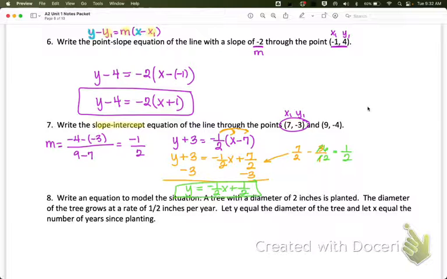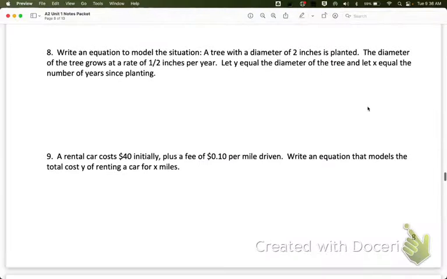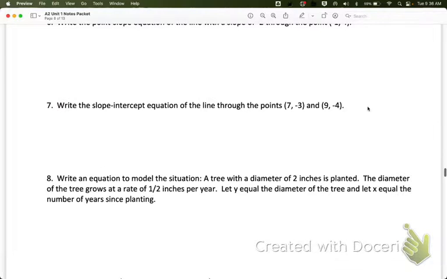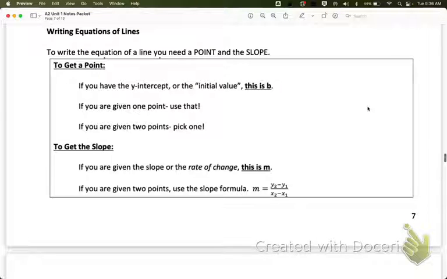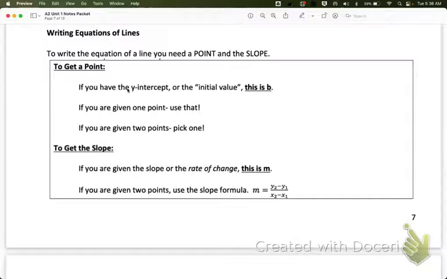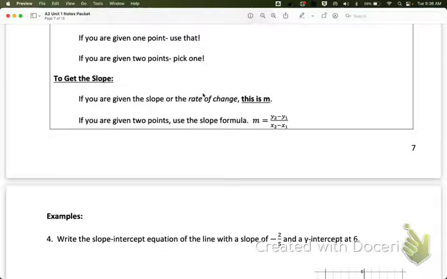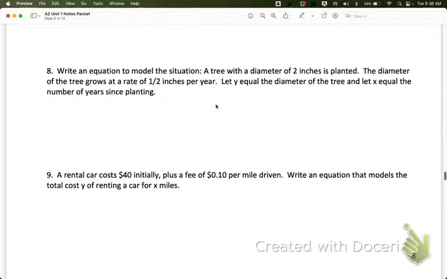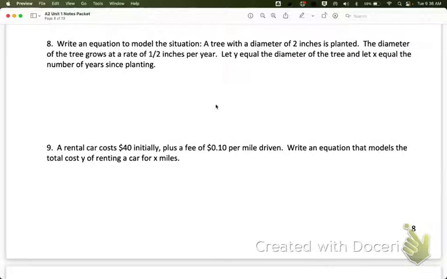So even though we wanted slope-intercept in the end, we still started with point-slope equation because a point and a slope is what we had. The last two examples here are word problems. And so this is where this language from above is really important. The y-intercept is the initial value whenever we're talking about word problems. And the slope is always the rate of change when we're talking about word problems. So we need to identify those two things.